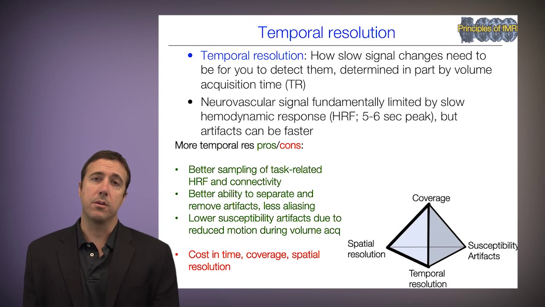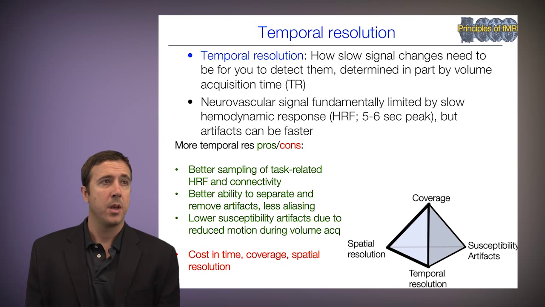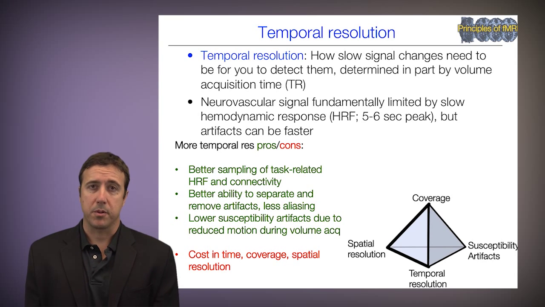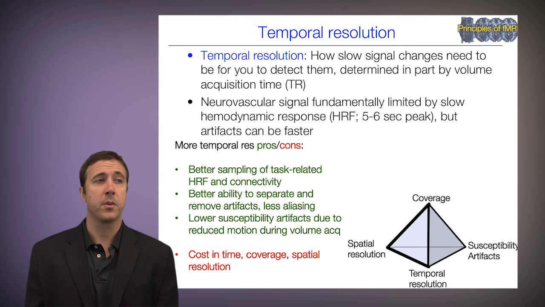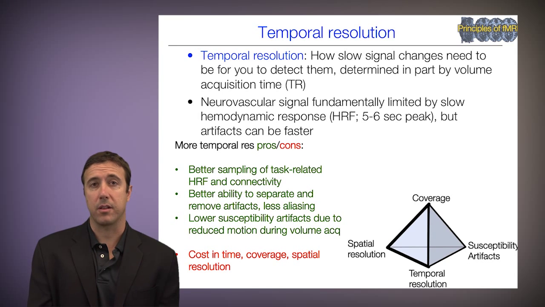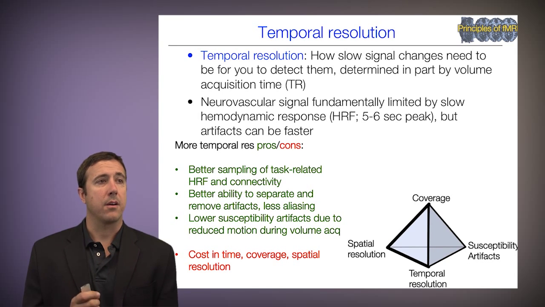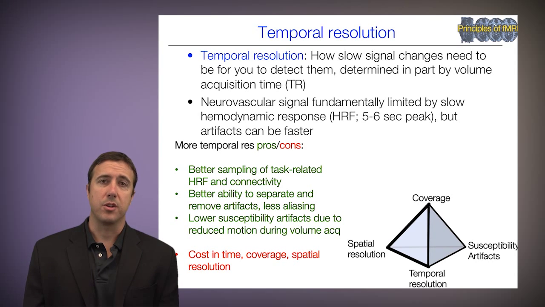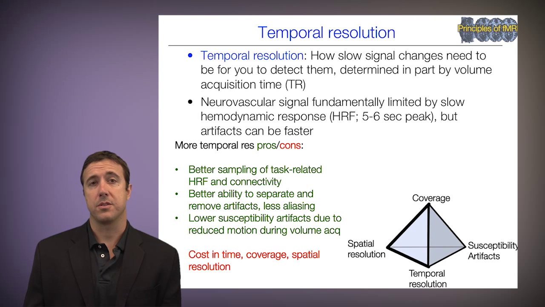So some pros of increasing temporal resolution: we get better sampling of the hemodynamic response function and connectivity, particularly across brain regions. We have better ability to separate out and remove artifacts. There's less aliasing of high-frequency physiological artifacts into the space of the task design or psychological paradigm that you're interested in. And there's lower susceptibility artifacts, primarily because there's reduced head motion during the acquisition of a volume. There's also a large cost, which is the cost in time, in coverage, and in spatial resolution.